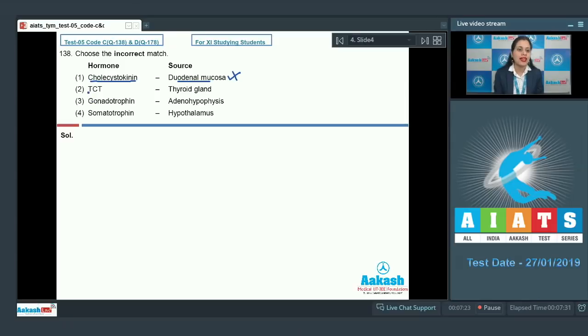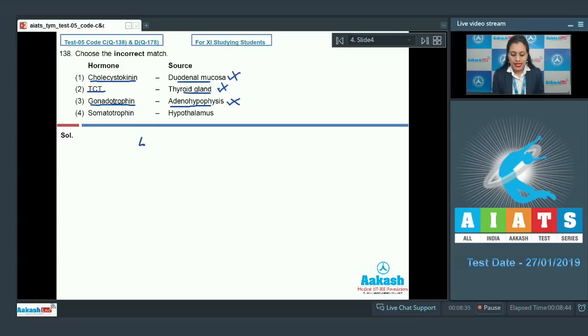The next option is TCT and the source given is thyroid gland. And as it is also a correct match, this cannot be a correct answer to our question, because TCT, also known as thyrocalcitonin, is released from thyroid gland, which is responsible for maintaining the calcium levels in blood. The next option given is gonadotrophin and the match given is adenohypophysis. And as it is also a correct match, this cannot be a correct answer to our question.